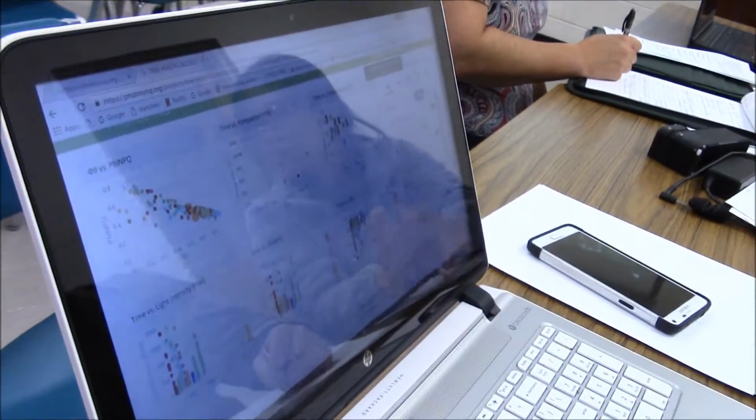But what do I look at? What data do I look at? There's so much data. We need AI.